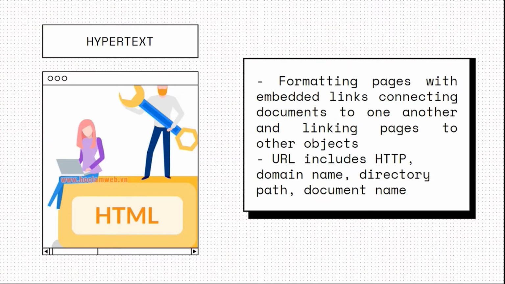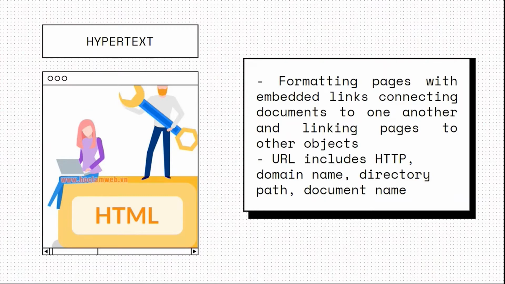Hypertext is a way of formatting pages with embedded links that connect documents to one another and that also link pages to other objects, such as sound, video, or animation files. When you click on a graphic and a video clip plays, you have clicked on a hyperlink.